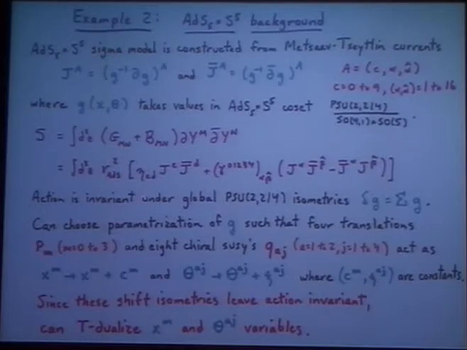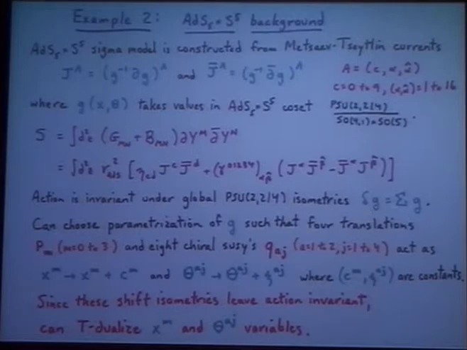This comes from GMN, this comes from BMN. In this case, B11 is non-vanishing, so you don't have to add any non-trivial surface term. This action is, of course, invariant under the global PSU(2,2|4) isometries, which come from acting on the left by this constant matrix PSU(2,2|4).